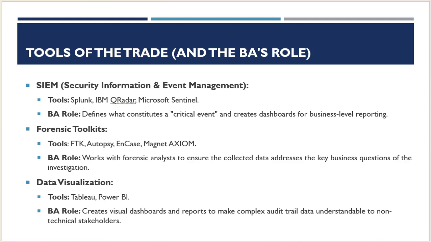The BA's role in that is to define what constitutes a critical event, create dashboards for business-level reporting, and track everything in the audit trail. Then the forensic toolkits used in the market: FTK, Autopsy, EnCase, Magnet, Cellebrite. The BA works with the forensic analyst to ensure the collected data addresses the key business questions for the investigation, and does the investigation in detail, in a 360-degree way, to understand each requirement.